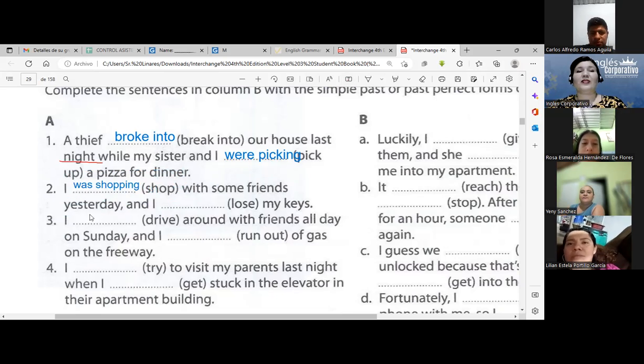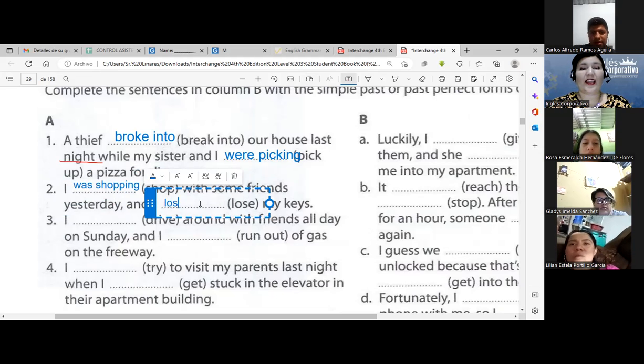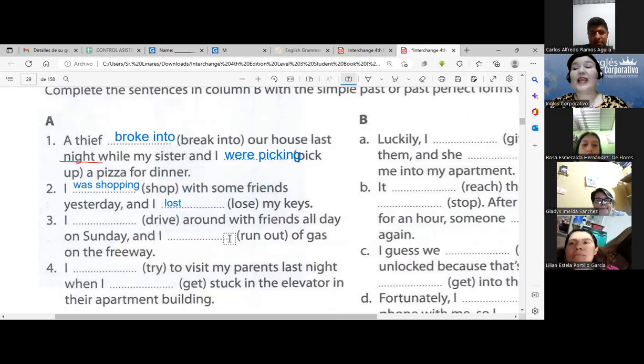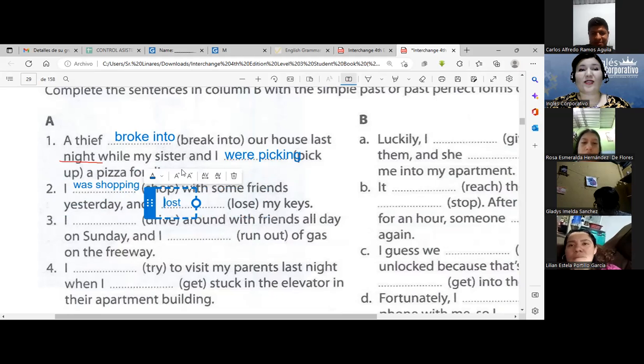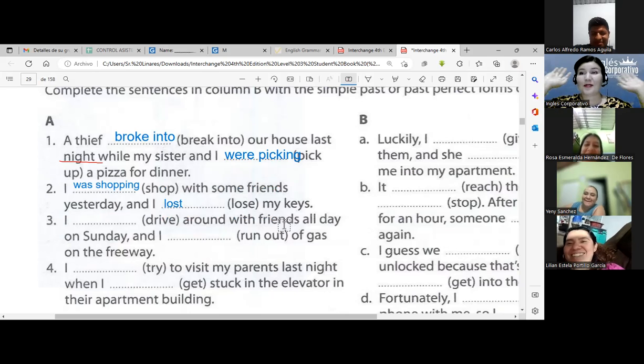I was shopping with some friends yesterday and I lost my keys, right? You cannot say I was losing my keys. In this case, it's not possible. Imagínese que usted estuviera perdiendo las llaves. Oh, creo que estoy perdiendo las llaves. No, right? It's not possible. So you say, and I lost my keys.